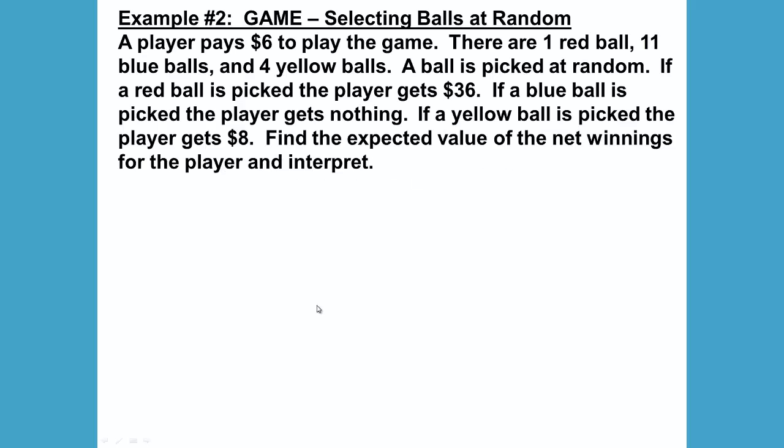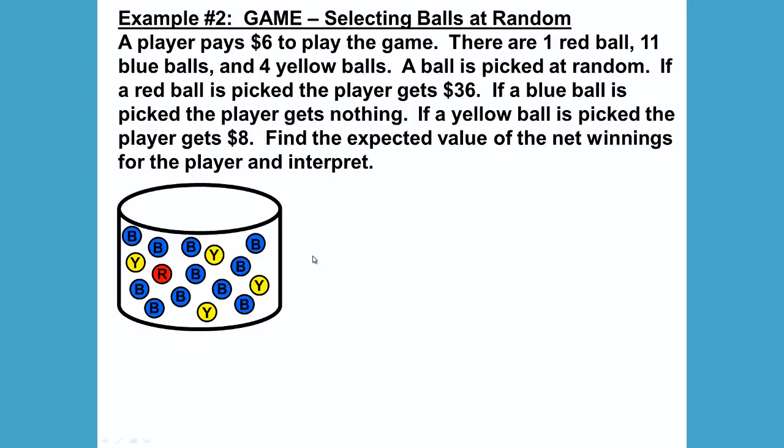Let's look at our next example. Example 2. We have a game and we're selecting balls at random. A player pays $6 to play the game. There are 1 red ball, 11 blue balls, and 4 yellow balls. A ball is picked at random. If a red ball is picked, the player gets $36. If a blue ball is picked, the player gets nothing. If a yellow ball is picked, the player gets $8. Find the expected value of the net winnings for the player and interpret.